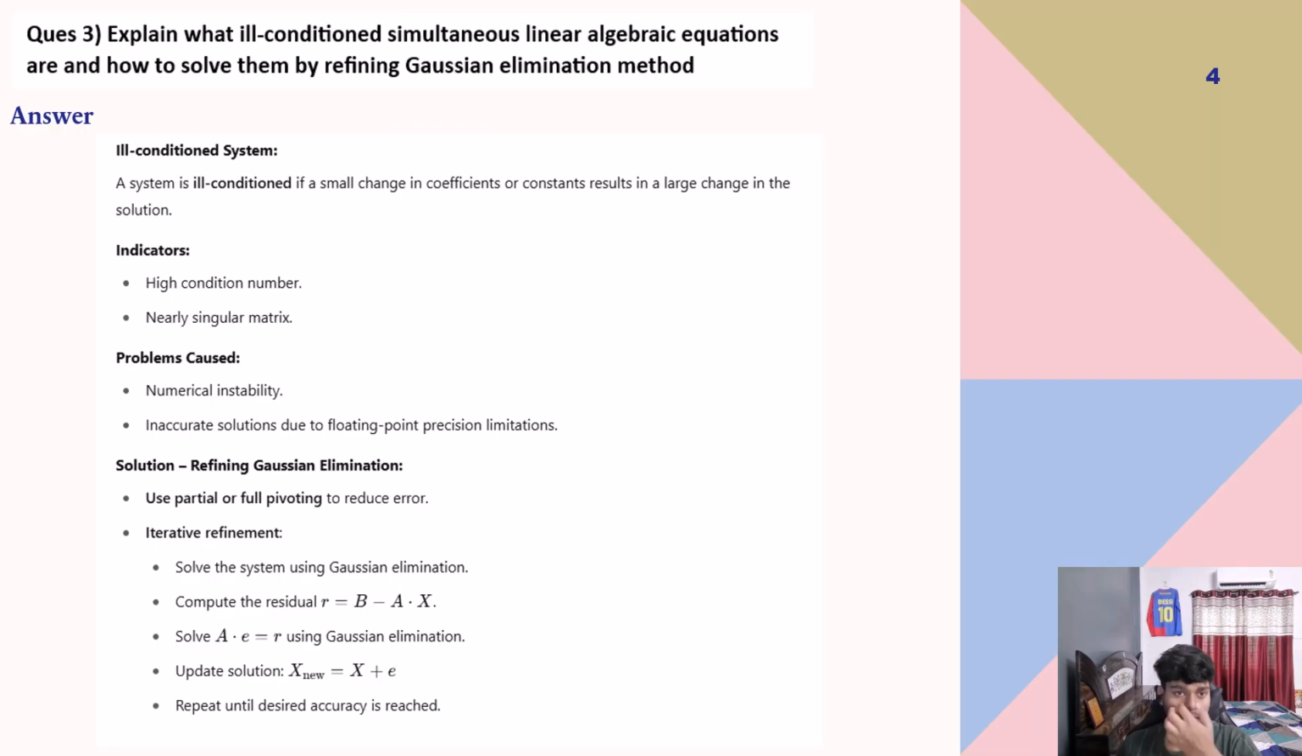Question number three asks us to explain what ill-conditioned simultaneous linear algebraic equations are and how to solve them by refining the Gaussian elimination method.